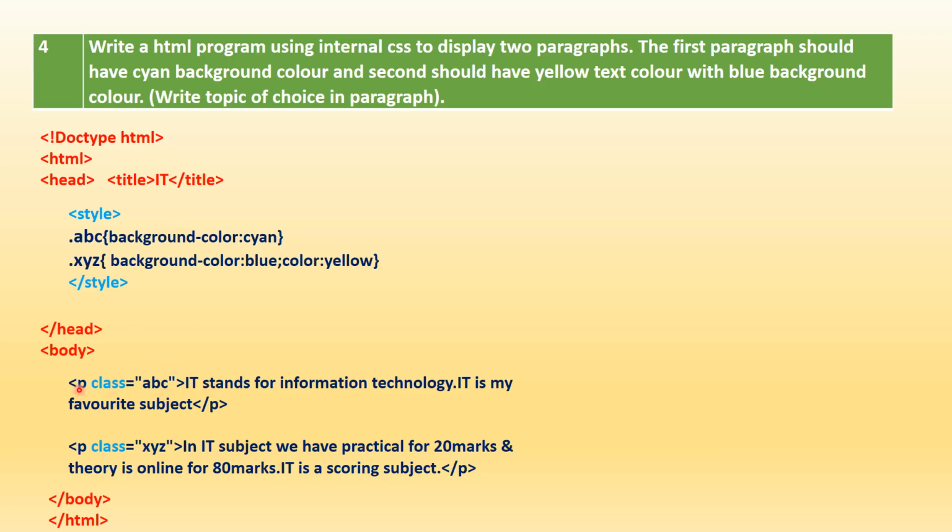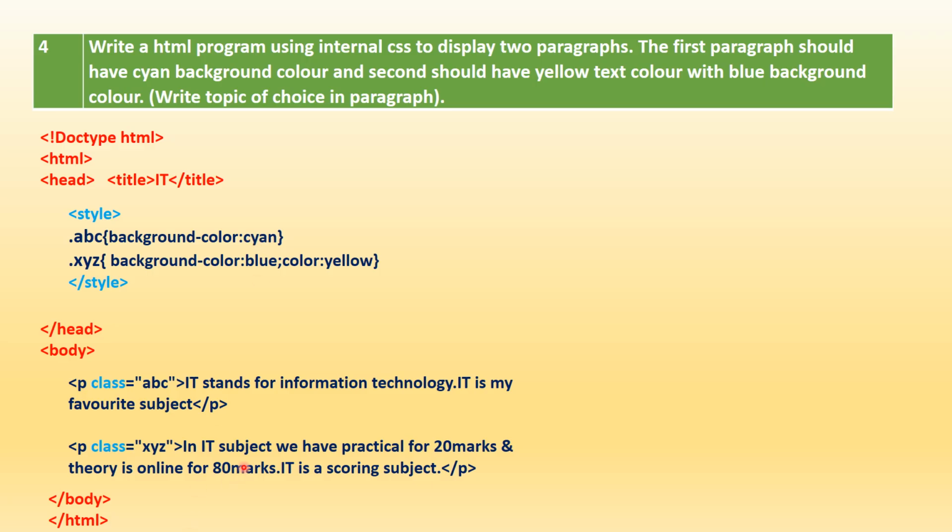So for that, P, class is an attribute which you have to use for the class selector, equal to, what is the name of the class selector? It's ABC. So dot is mentioned only once inside the style. After that, we will not mention the dot. We will just write ABC. So this paragraph will have this style, that will have a background color cyan.